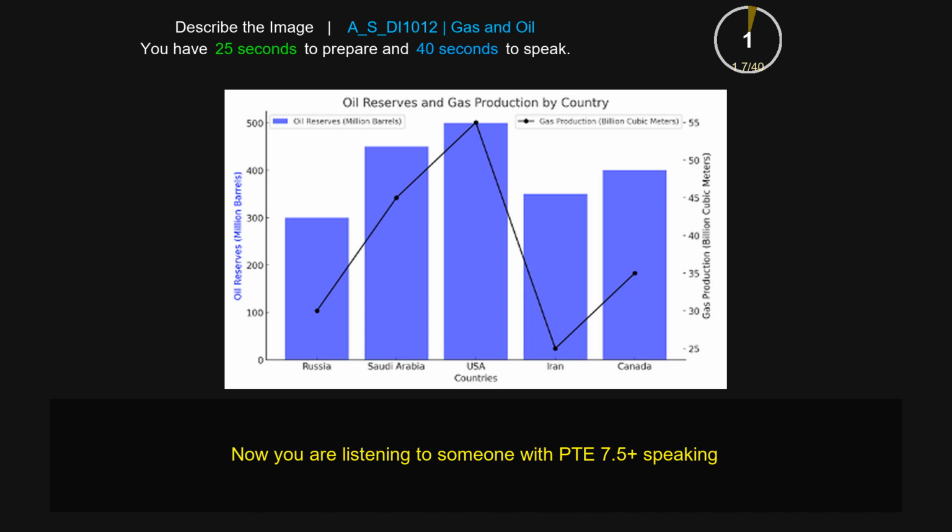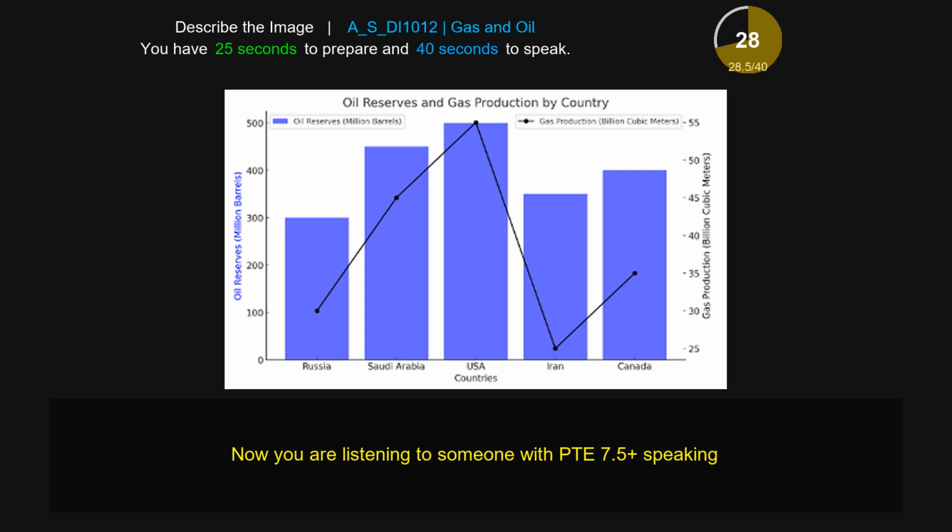The image shows oil reserves and gas production by country. The x-axis represents different countries which include Russia, Saudi Arabia, USA, Iran, Canada. On the left side of the picture, there are also some counts which include 0, 100, 200, 300, 400. Oil reserves are present on the left side of the picture.